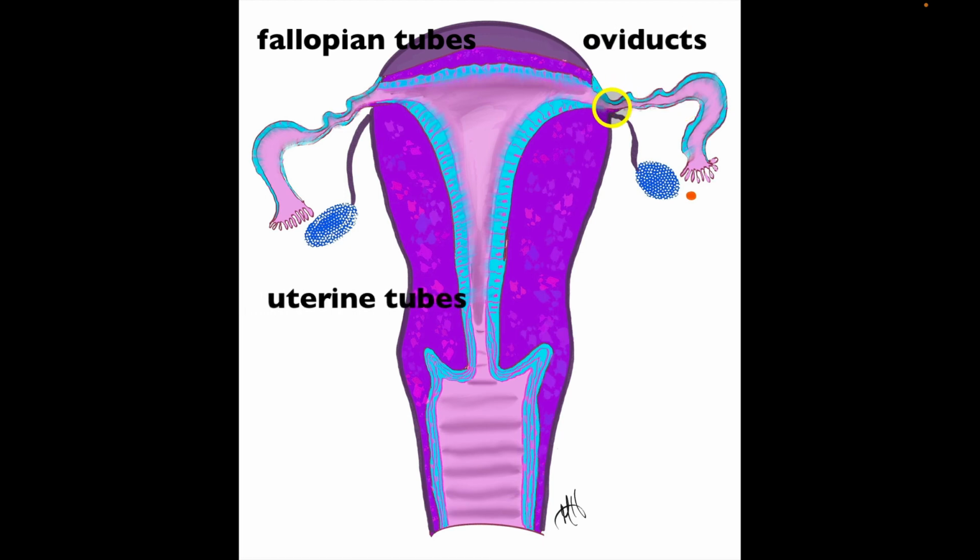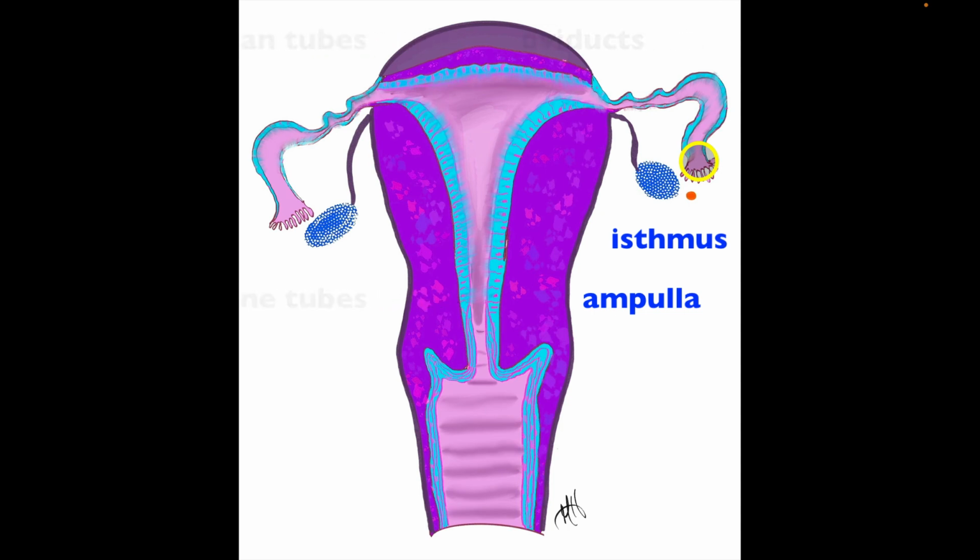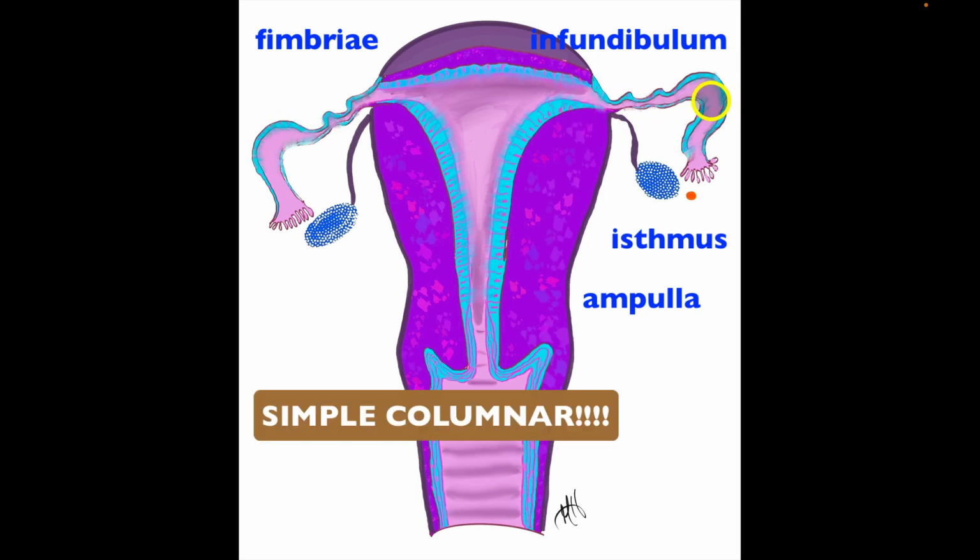Where the fallopian tube leaves the uterus, this is known as the isthmus. The great majority of the fallopian tube is known as the ampulla. And then the distal end of the fallopian tubes is known as the infundibulum. The infundibulum gives rise to the cilia or finger-like projections known as fimbriae. The fallopian tube is lined by simple cuboidal epithelial tissue, and it is ciliated.